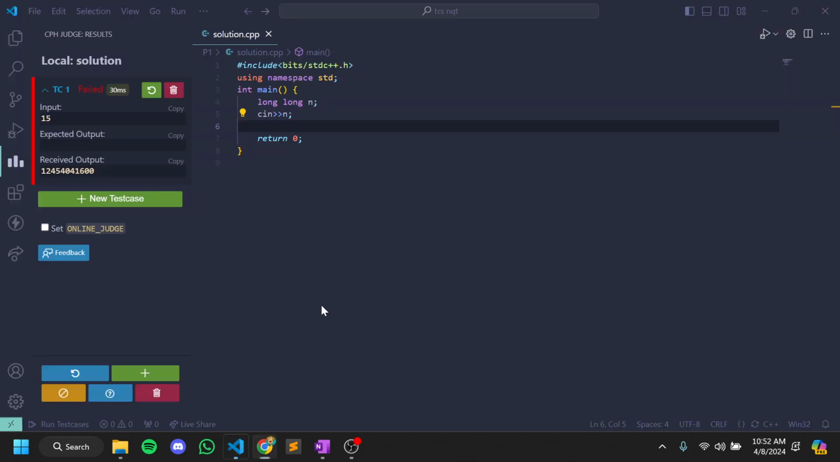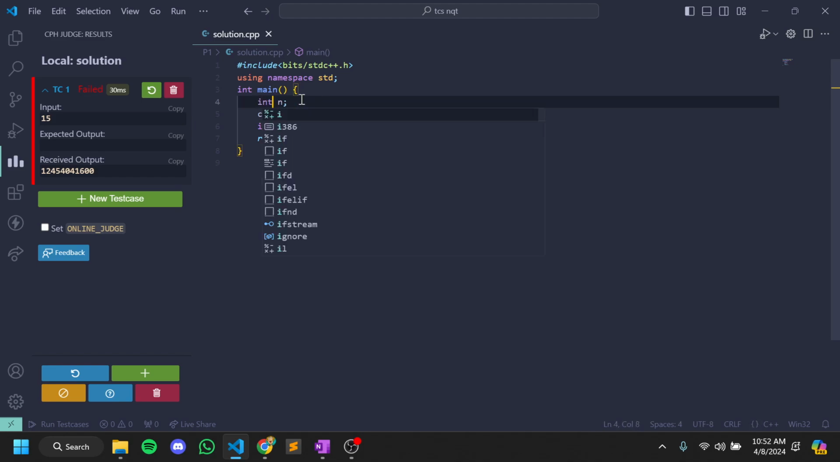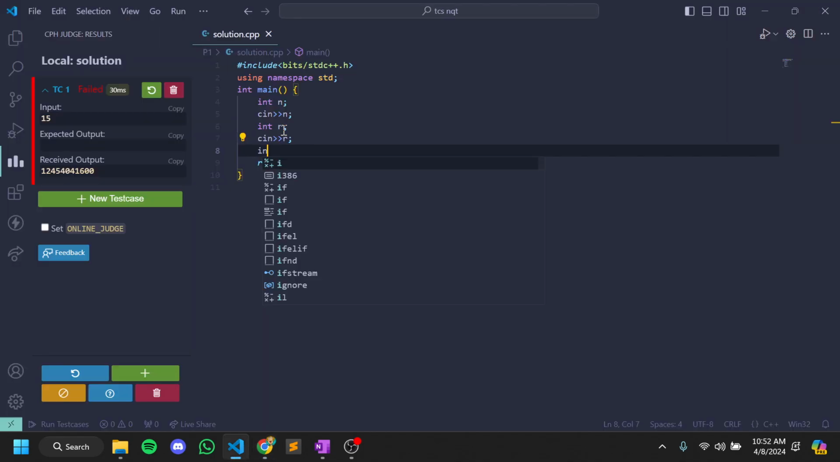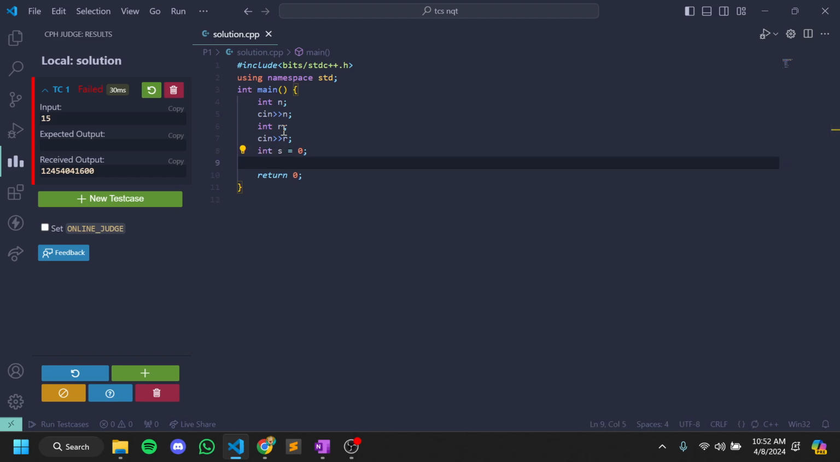Let's take the input of n. Also, instead of long we can use int, but long works fine as well. Int r, cin r, and first of all, let's sum up all the digits of n.